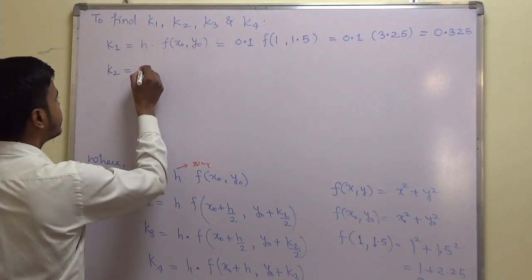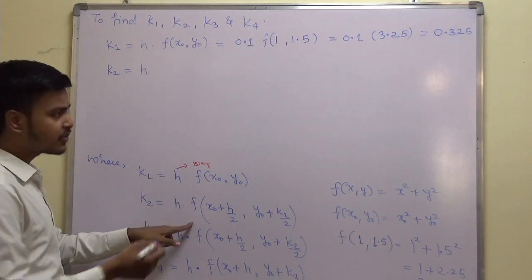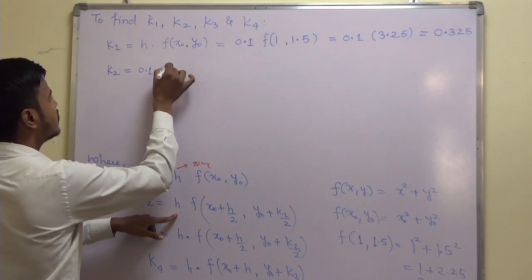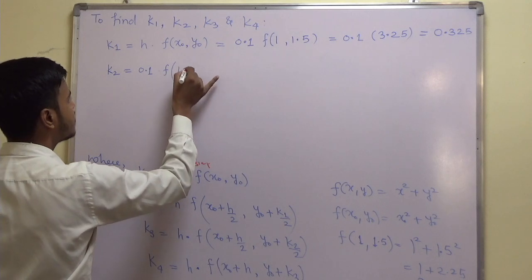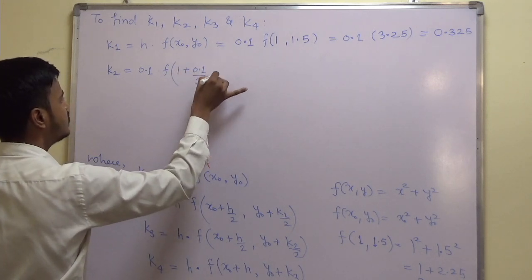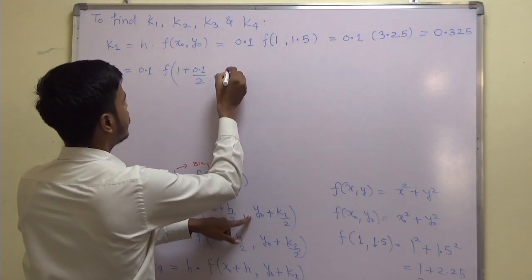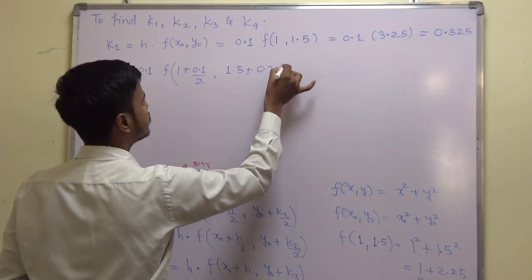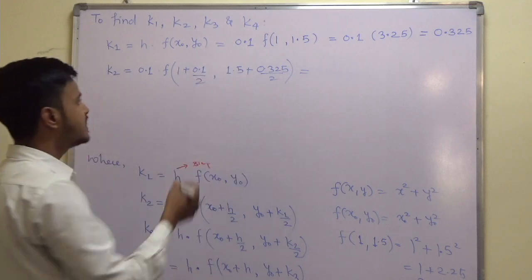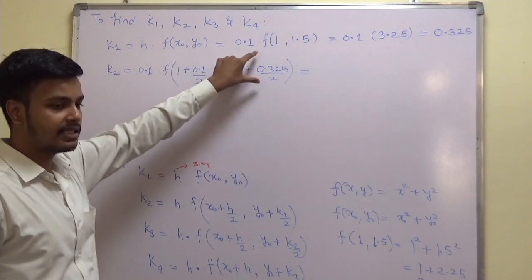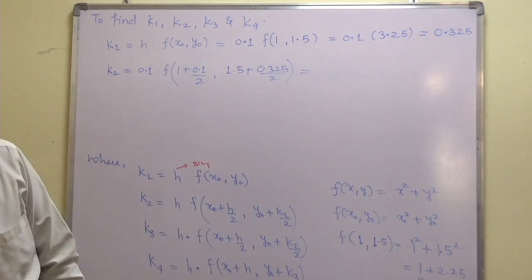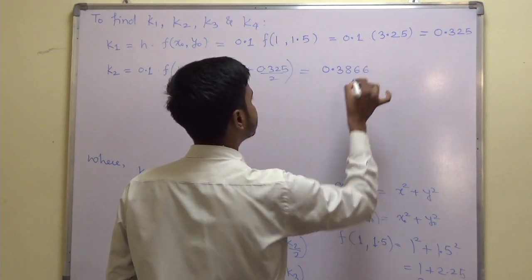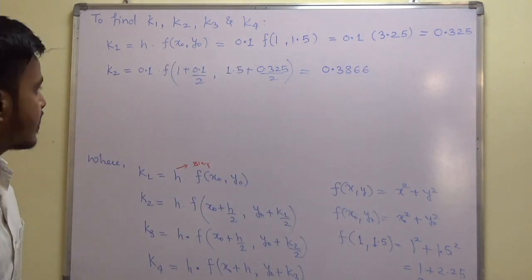What is k2? k2 can be found out as h into f, and you have the formula, so no need to write it again. You can directly substitute. k2 is equal to 0.1 into f of, what is x0? 1 plus 0.1 by 2, and y0 is 1.5 plus k1 by 2, that is 0.325 by 2. Now substitute these values, this square plus this square, and we will get some value. I am borrowing this result from the book: 0.3866. So we are getting 0.3866 for k2.